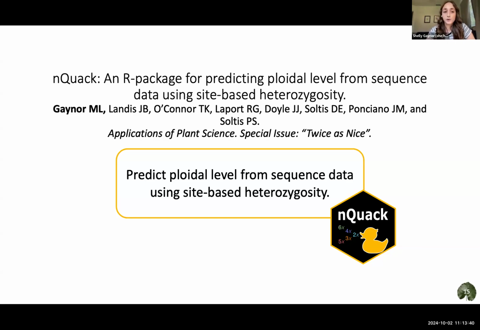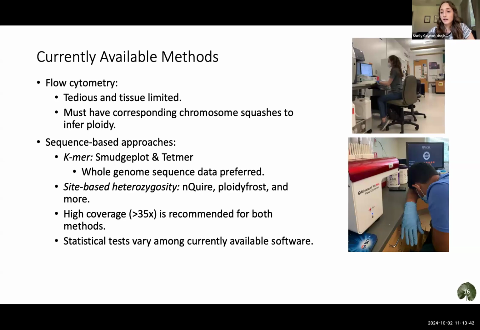As many of you know, there are many ways to quantify ploidy level, but as you can see by Nico asleep, flow cytometry is very tedious. It's also tissue limited, so you have to have tissue to be able to run this. You must also have corresponding chromosome squashes to infer ploidy. And so many other approaches are used instead, including sequence-based approaches, so k-mer-based with smudgeplot and tetmer, but here whole genome sequence data is preferred.